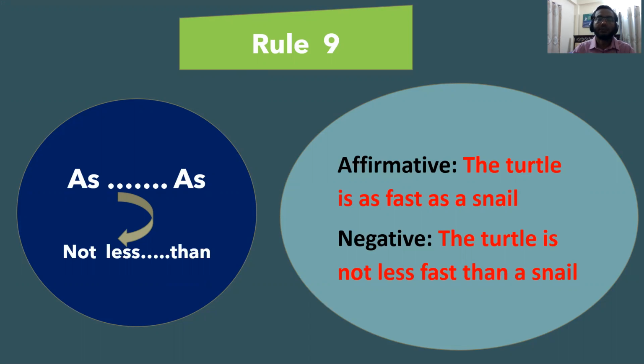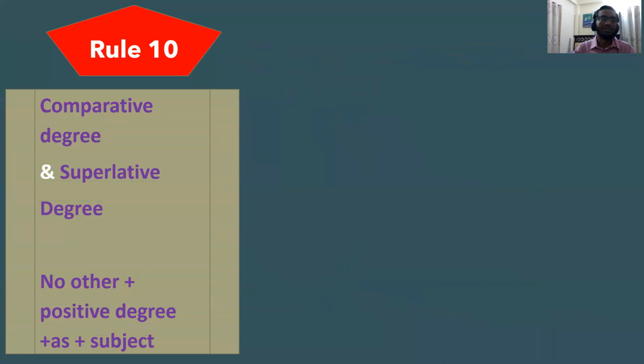Now, is it clear? Okay, fine. Come to rule number 10. What is rule number 10? Comparative degree and superlative degree in the affirmative form can be replaced by no other plus positive degree plus as plus subject. Again, I'm going to repeat it. Comparative degree and superlative degree in the affirmative form of the sentences can be changed into no other plus positive degree plus as plus subject in the negative sentences.